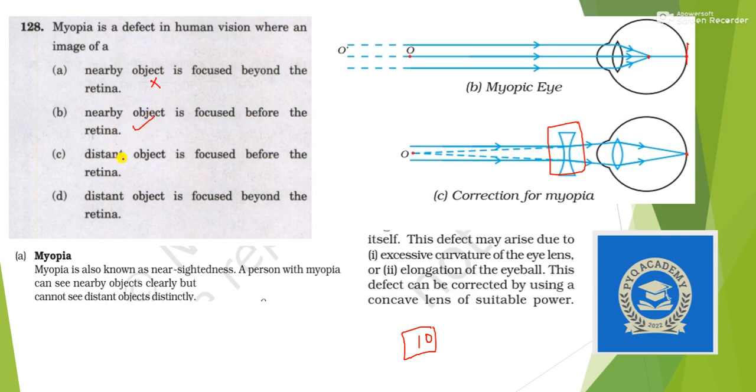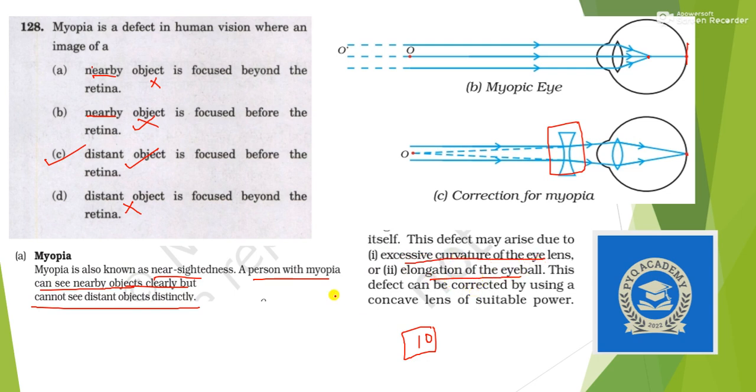Wait a minute, the nearby option is not right, because in myopia a person can see the nearby object but cannot see the distant object, so the nearby option is wrong. Distant object is focused before retina, yes, this is true. Distant object is beyond retina, no, this is not true. So our answer is option C. You can see here myopia is known as nearsightedness. A person with myopia can see nearby objects clearly but cannot see distant objects distinctly, and it is due to excessive curvature of the eye lens or elongation of the eyeball.